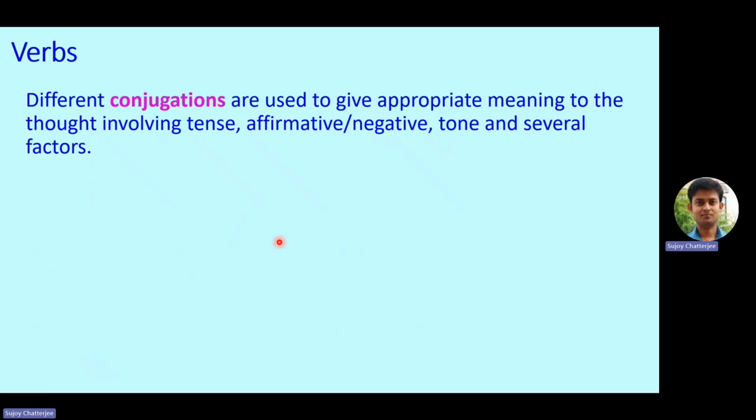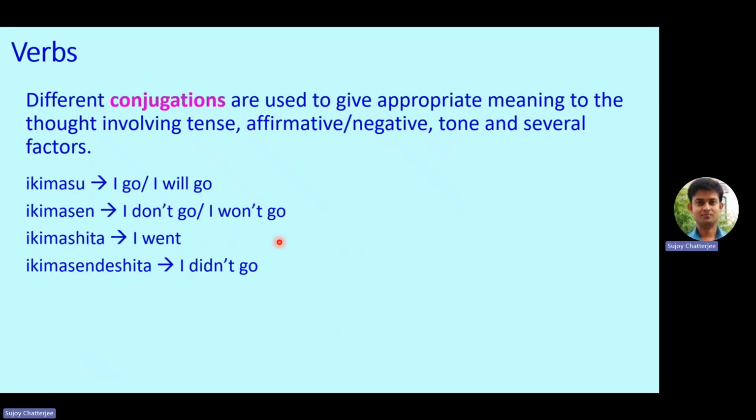Different conjugations are used to give appropriate meaning to the thought involving tense, affirmative or negative, tone, and several factors. So what does that mean? It means unless we conjugate the base verbs, we don't know what is the tense of that verb, whether that action has already been performed or is about to be performed, whether it will be performed or it will not be performed. All this information can be depicted using the conjugation part.